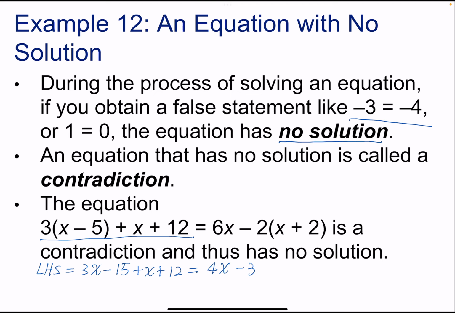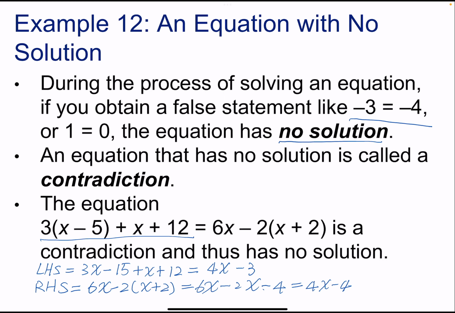Now let's look at the right-hand side. The right-hand side equals 6x minus 2 times (x plus 2). Again, I open the parentheses, so minus 2x, minus 2 times 2, that's minus 4. And then I have 6x minus 2x, that's 4x minus 4. Now you see the left-hand side is 4x minus 3, and the right-hand side is 4x minus 4.